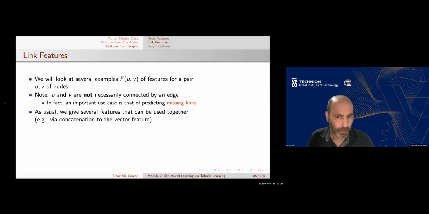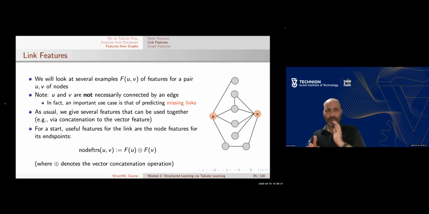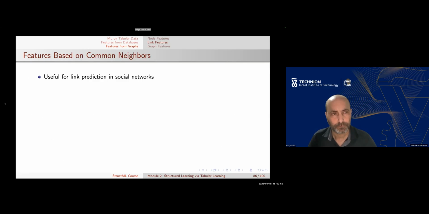And I'll show, like in the previous part, several examples of features, and these can be used together and so on. Now, for a start, whatever we produced for nodes, we can use as link features. If you have the features of U and you have the features of V, then the features of the link UV are, say, the concatenation of the features of U and those of V. So that's something you can do.